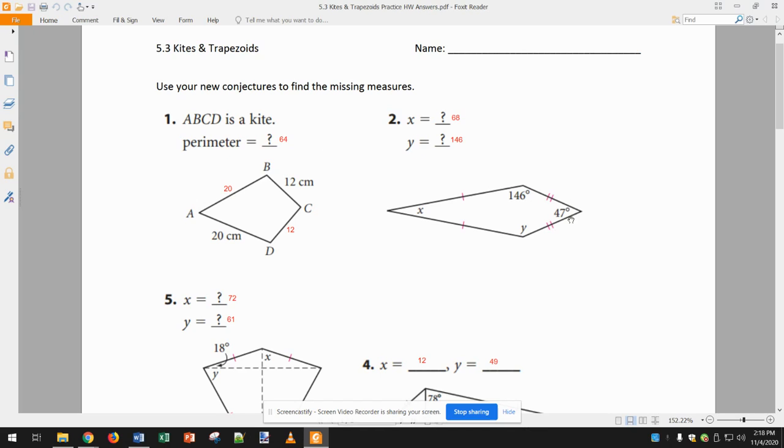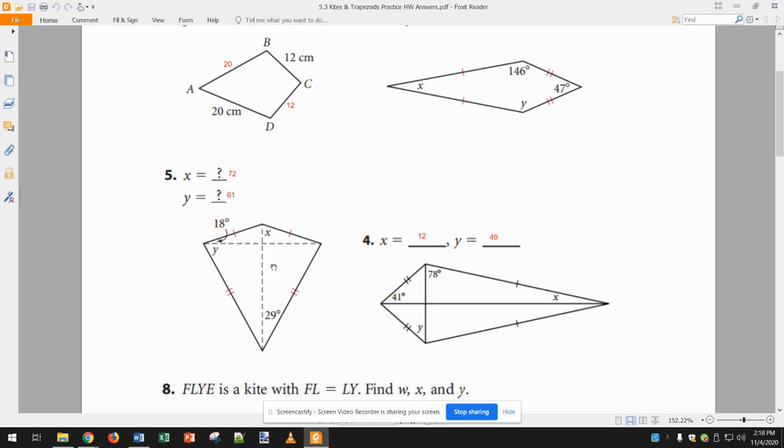For number two, since this is a kite, y and 146, those are the non-vertex angles, so they are congruent. And then we do 360 minus the three known angles to get the missing one, because a quadrilateral should all add up to 360.